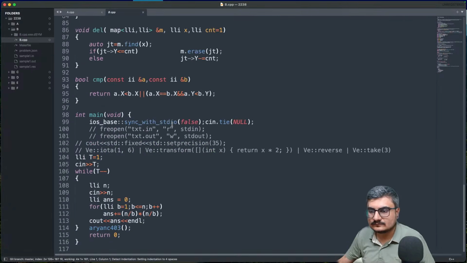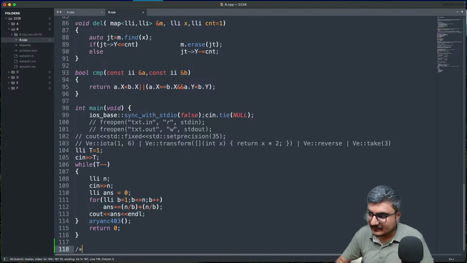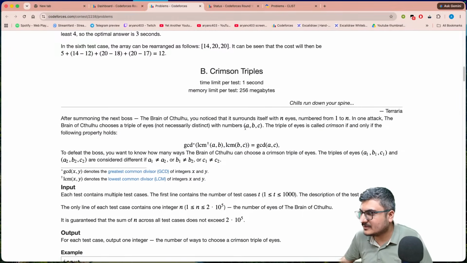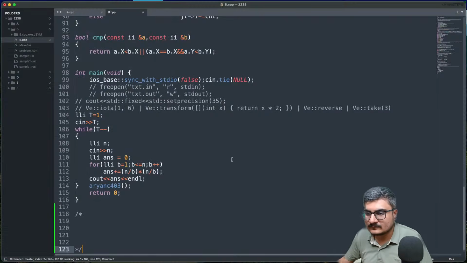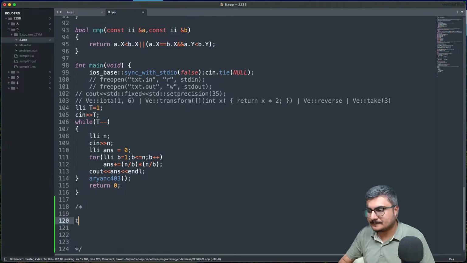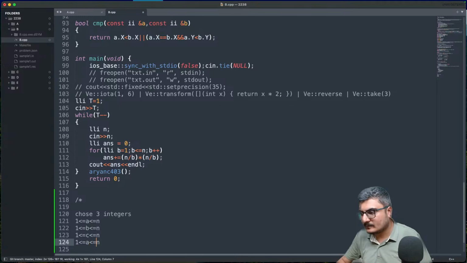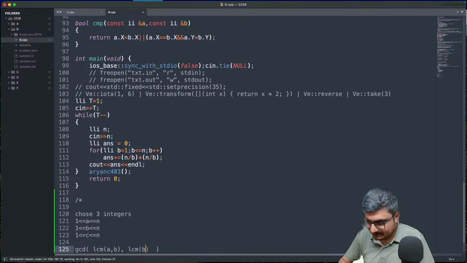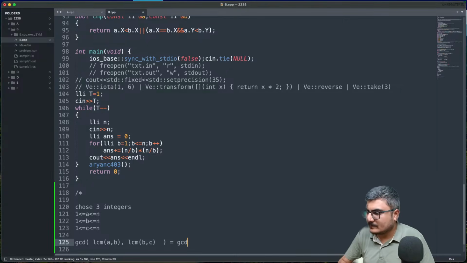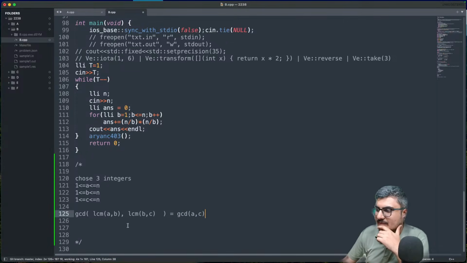So, n square will possibly not work for B. Overall, it says we have to choose three integers such that this identity of GCD of LCM holds, equal to GCD of A comma C. This is what we have to figure out. Looks fine, right?